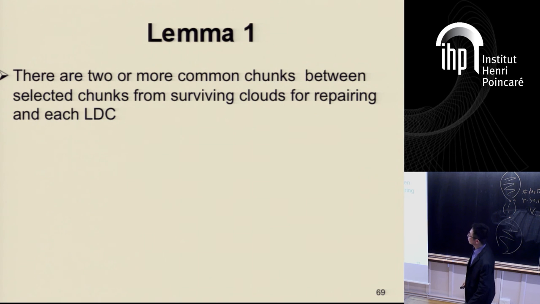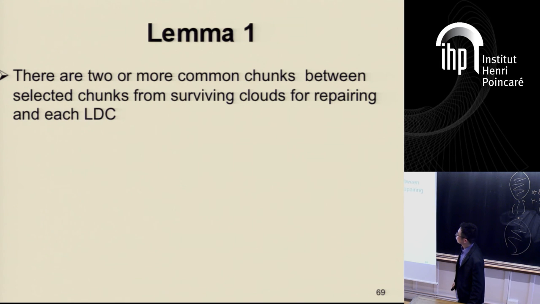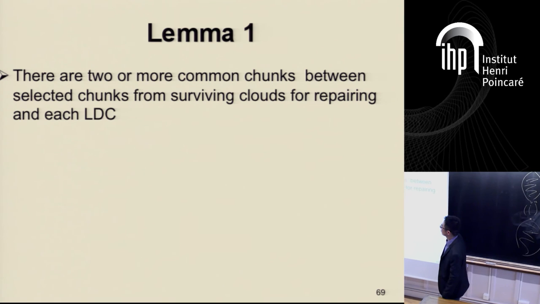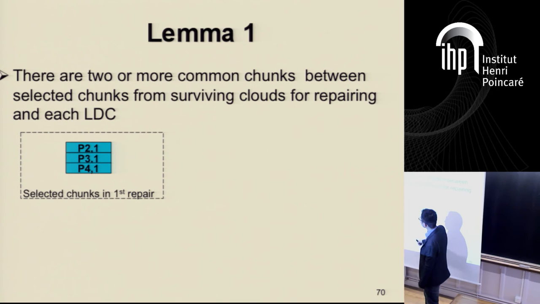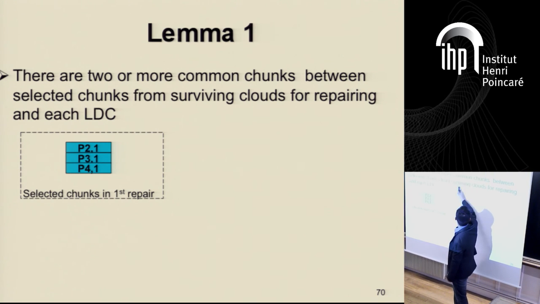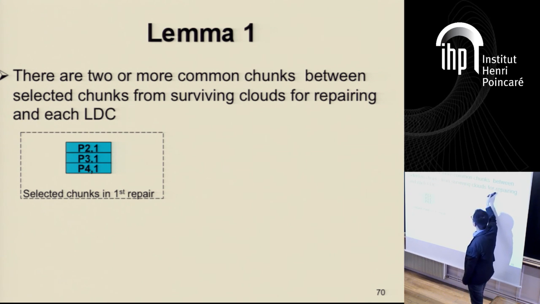Then, based on the above definitions, we give the following lemma. The first lemma is that there are two or more common chunks between the selected chunks from surviving clouds for repairing and each LDC. Let me use a scenario to explain it. Okay, these are the selected chunks from surviving clouds for repairing.